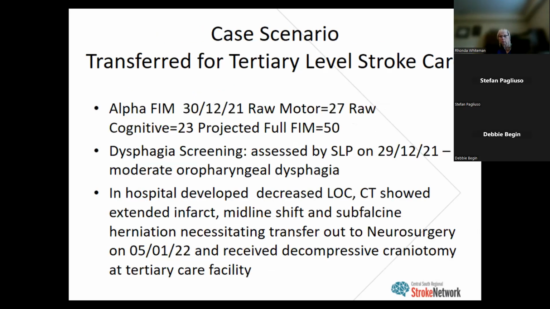The alpha film was scored on December the 30th, and dysphagia screening was done on December the 29th by speech language, which confirmed the diagnosis of dysphagia. The patient then developed decreased level of consciousness, and the CT identified an extension of that stroke with brain swelling. The patient was transferred out to a neurosurgery center for decompressive craniotomy on day 8.